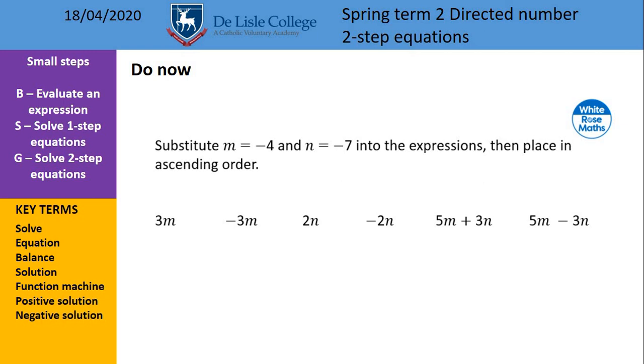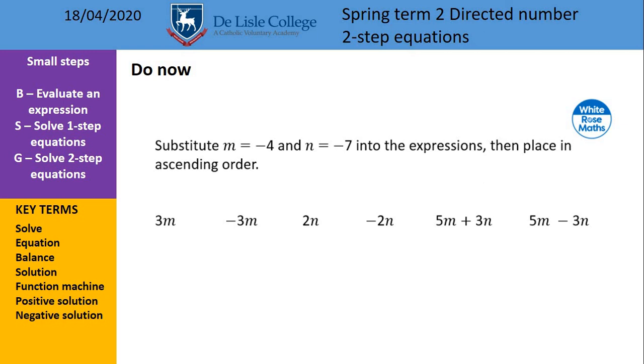So we're going to carry on with where we finished last time on directed number. So if you just want to draw a line along under the previous work you've done there, and the title for today is two-step equations, and then if you can put today's date there as well for me.